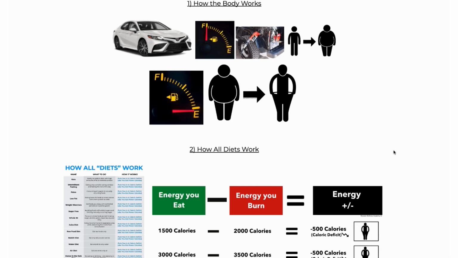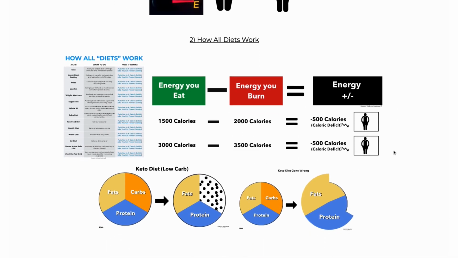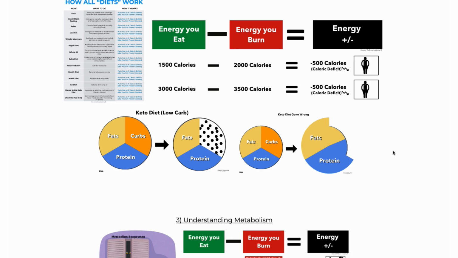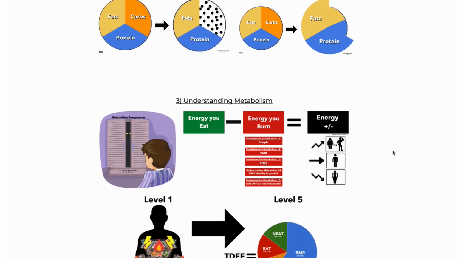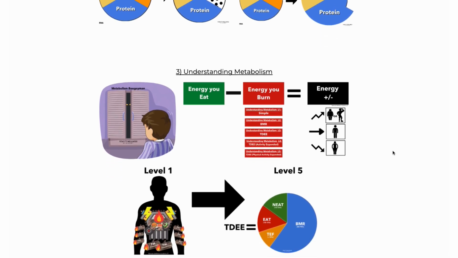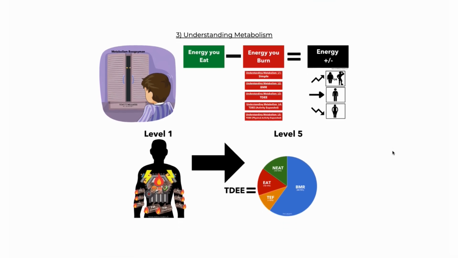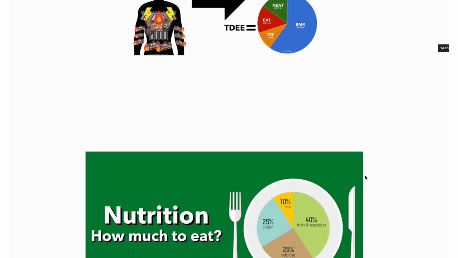From there, we went ahead and talked about how all diets work, which was just a caloric deficit. And so we even talked about how the keto diet works and how all these other diets work and how the next fad diet works and how all diets actually work. And then we went ahead and talked about understanding metabolism and how metabolism works, and really starting to uncover what people call the boogeyman of metabolism, and understanding metabolism at 5 different levels and exactly how to bust those metabolism myths, right? From there, we went ahead and talked about how much to eat.